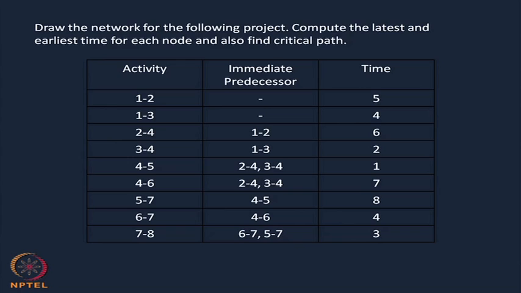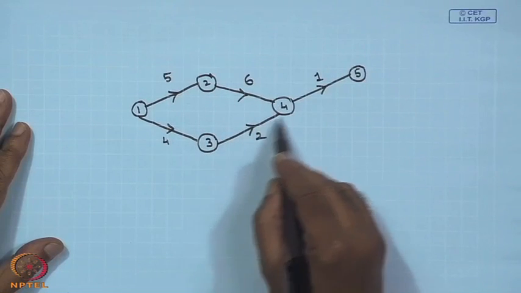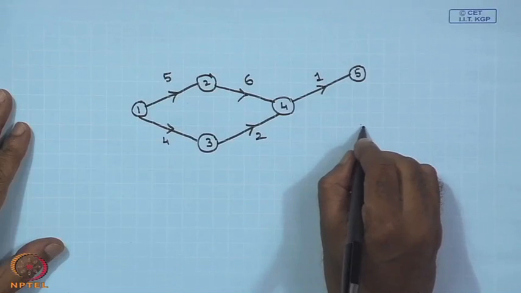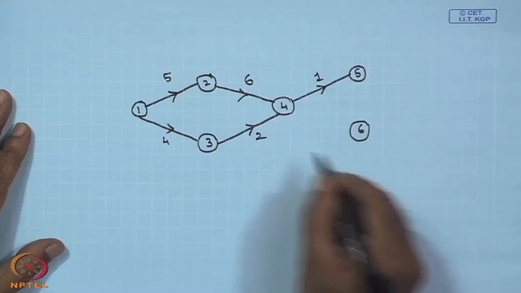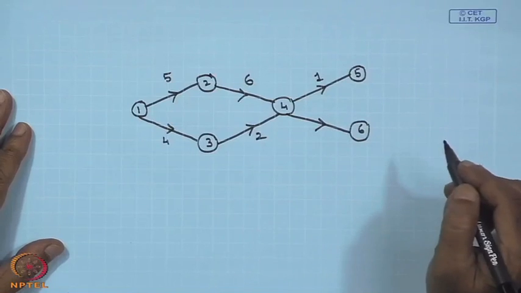Then next one is activity 4, 6, that again starts from activity 2, 4 and activity 3, 4, time taken is 7. So, therefore, after finishing activity 2, 4 and activity 3, 4, your activity 6 can start. So, I am writing this one. So, activity 6 is coming over here.